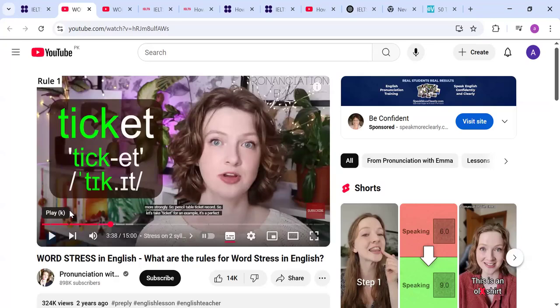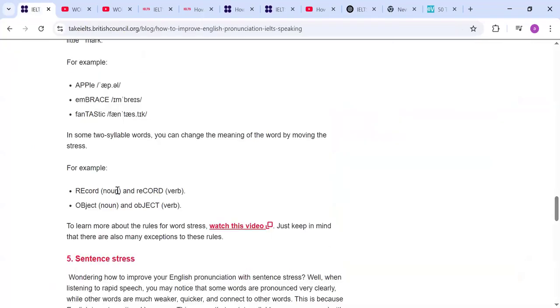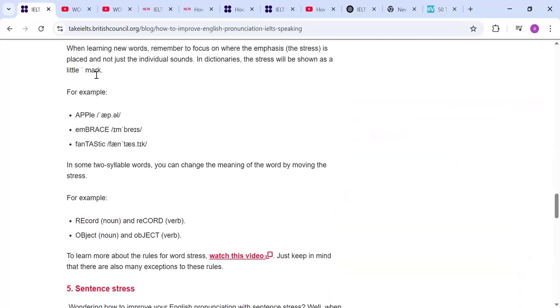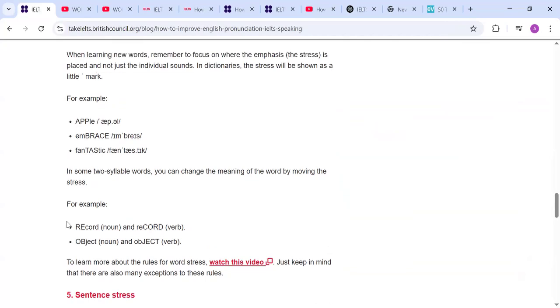I hope you got some idea of how we can talk about stress. If there are two words, like record, it can be used as a noun as well as a verb. When it is a noun, we discussed where the emphasis goes. There are different rules. If you are using a verb, then the stress goes to the second syllable: object, provide, become, allow.